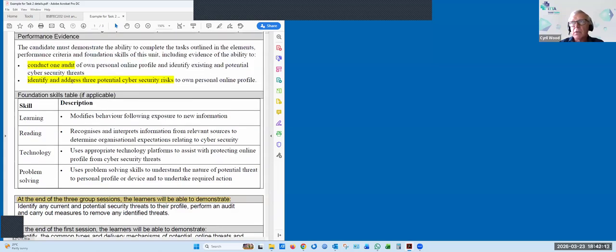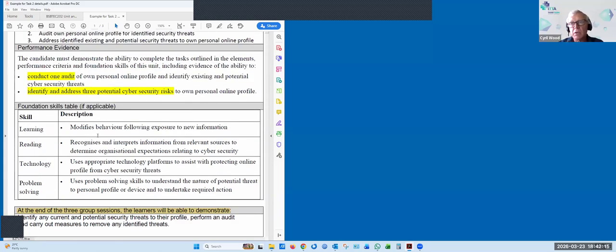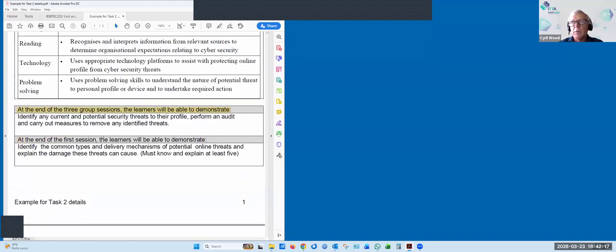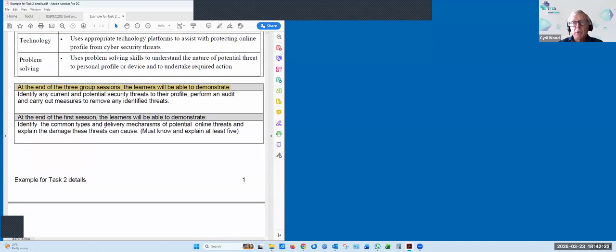And that relates back to the performance evidence, if you like, just because I thought that I'd probably do these 3 things in 3 sessions. And then you break it down into each session. So at the end of the first session, the learners will be able to demonstrate what? And in my case, it's identify the common types and delivery methods of potential online threats.